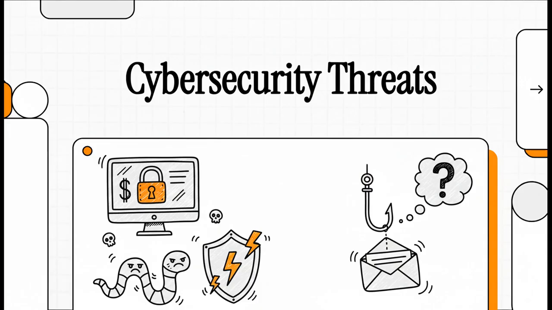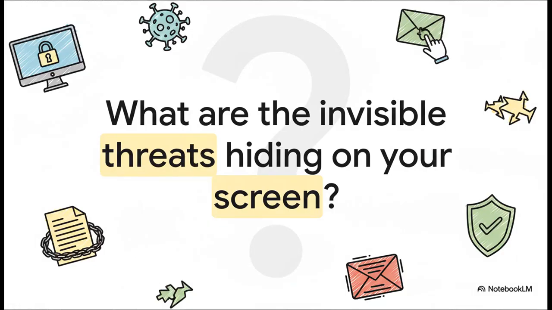Let's jump in. So let's start with this. What are these invisible threats? I mean, every time you click, every single download, even just opening an email, they all carry some level of risk. And these threats, they aren't some kind of monster under the bed. Nope, they're just really sophisticated bits of code and honestly some seriously clever psychological tricks. But they all have one thing in common. They're designed to cause you harm.